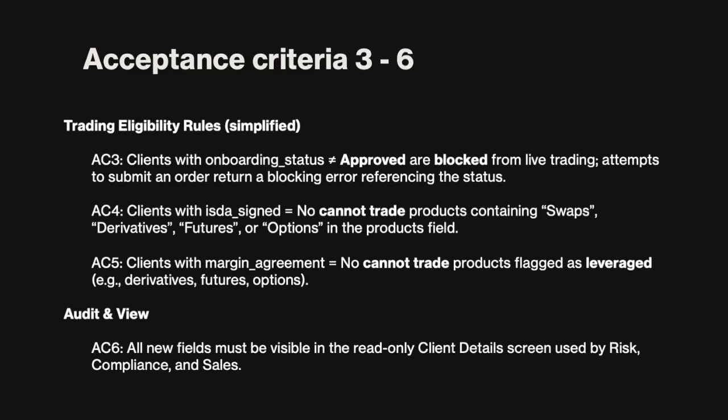AC6, audit and view. All these attributes must be visible on the read-only client details page, used by risk, compliance and sales, so that the rejections are explainable. This supports audits and gives front office a single source of truth.